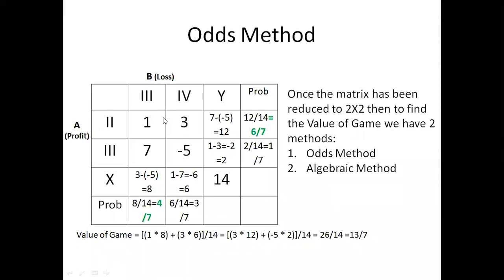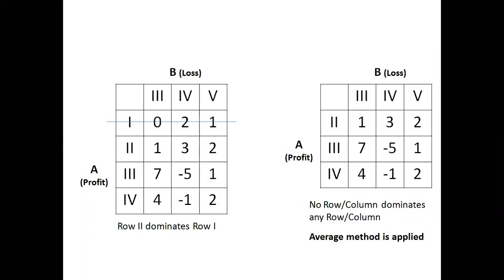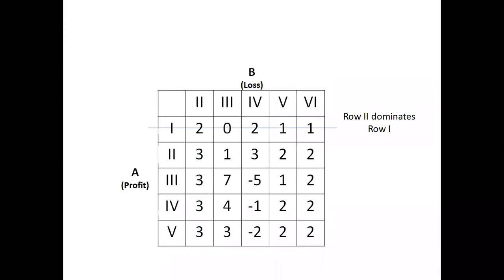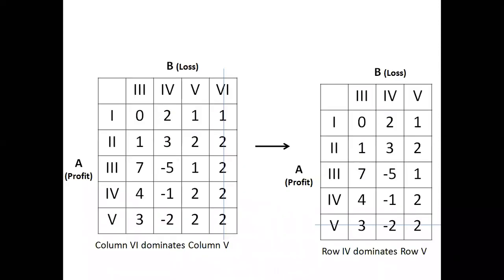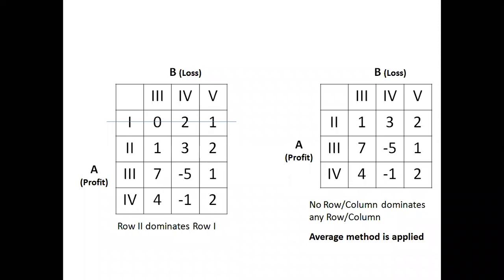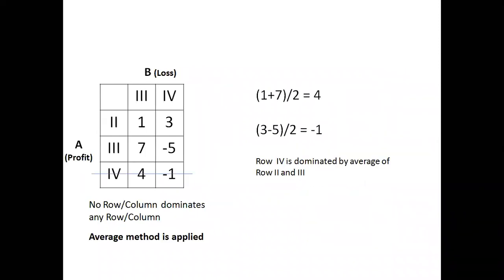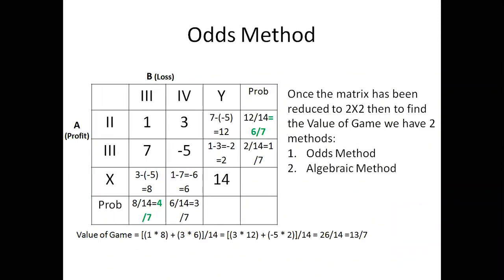Now, when you try to reduce, you try to keep track of the strategies which are there. In this case, row 1 is deleted, then column 1 is deleted, then column 2 is deleted. So you just see the first column and first row. We have retained the row number and the column number, the strategies we have retained. And ultimately what is left is, for B, we have two strategies, strategy 3 and strategy 4. And for A, we are left with strategy 2 and strategy 3.